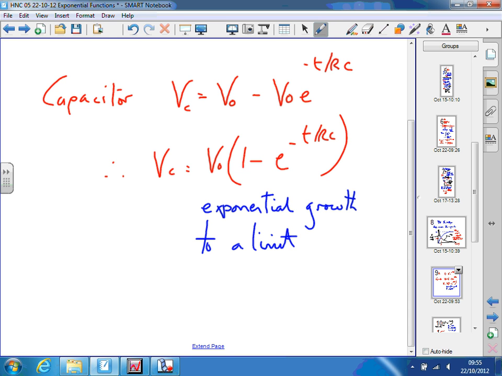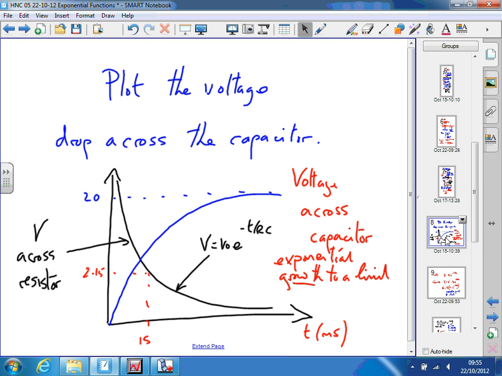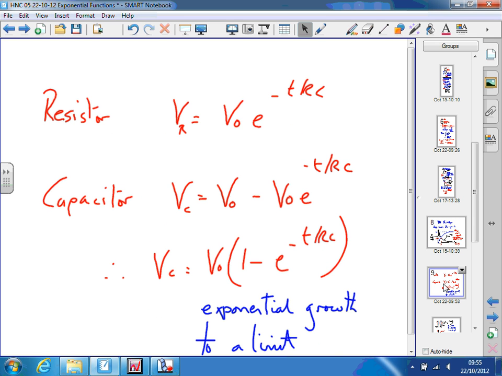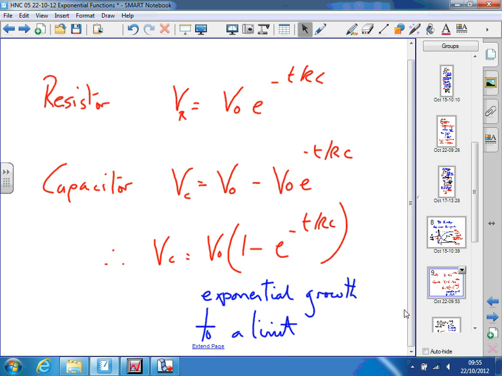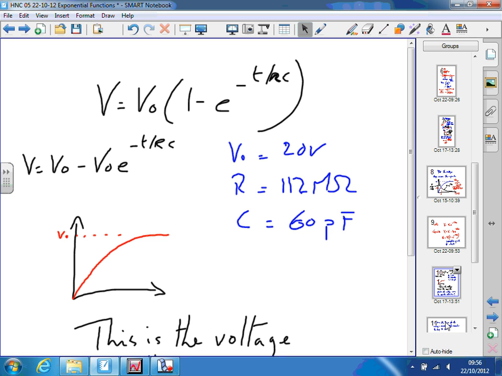And it's worth seeing the two together, because if I go back and look at this curve, we can see they're opposites to each other. One decays, the other grows to a limit. And so these two formulae, the exponential decay and the exponential growth to a limit, go together, really. So that's an important formula. And that will be the voltage across the capacitor in this particular case. Okay? And there it is. Okay?